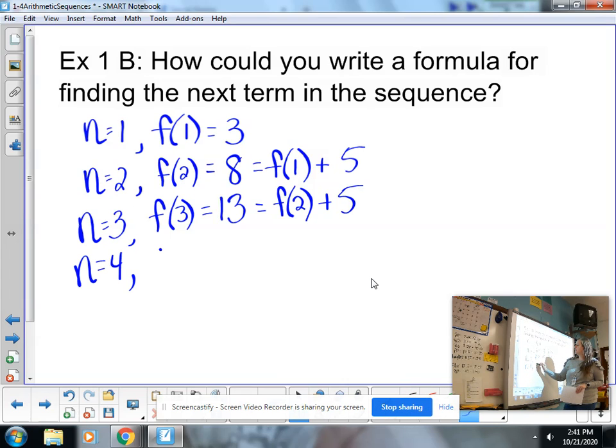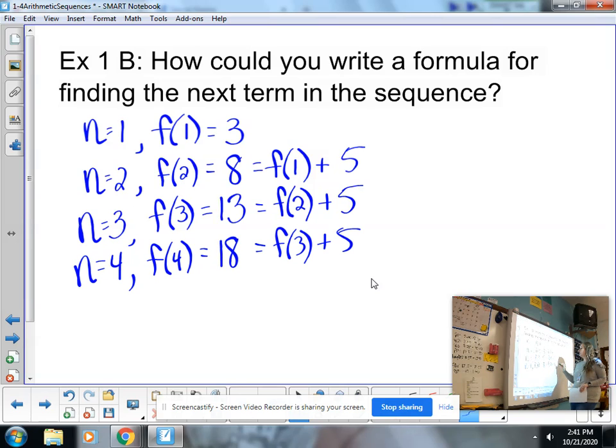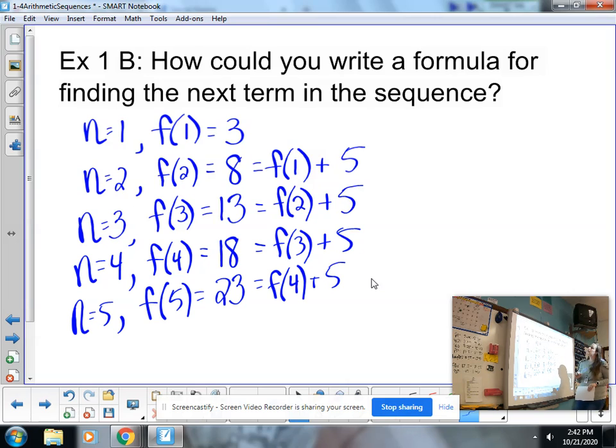The fourth term, f of 4, was 18. And that was taking the third term and adding 5 to it. And you can see here then for the next term, that was 23, that was adding 5 to the previous term.